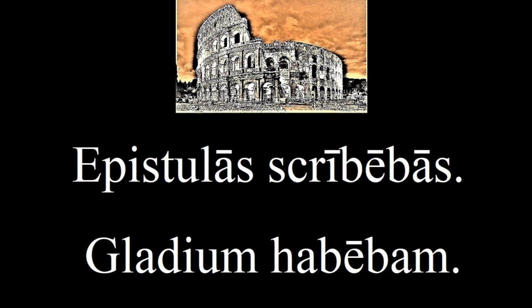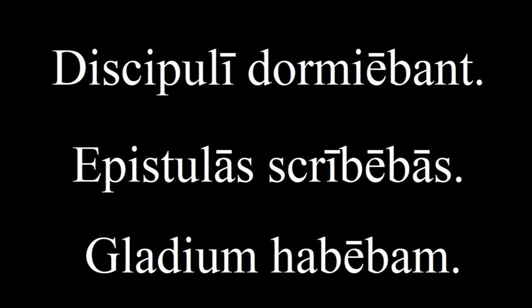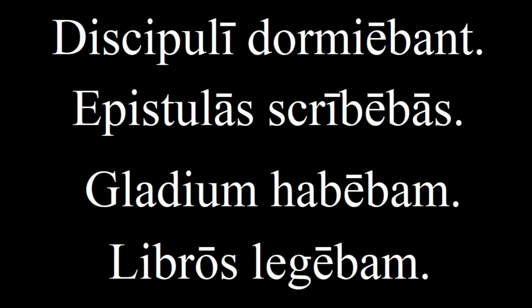So what does this mean? Epistulas scribebas. You used to write letters. And verbs with a long I, like dormire, also get a long E, but they also keep a short I. Discipuli dormiebant. The students were sleeping. The context, or sometimes just the meaning, will make it clear whether to use used to sleep or were sleeping. And how would we say, I used to read books? Libros legebam.